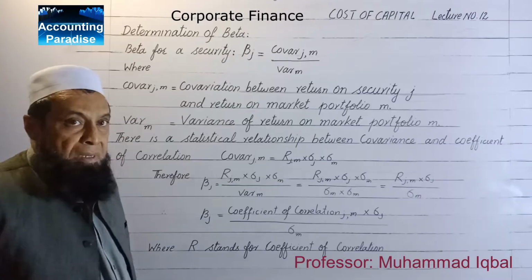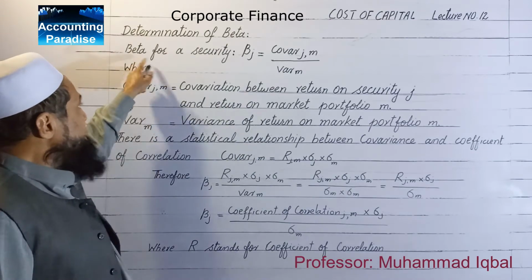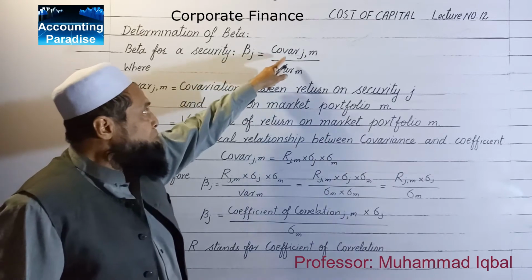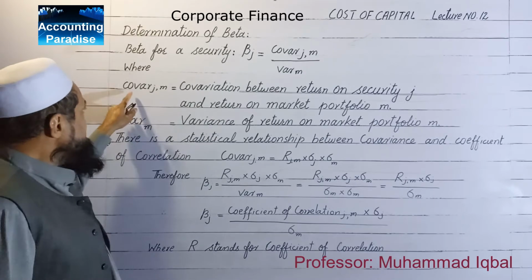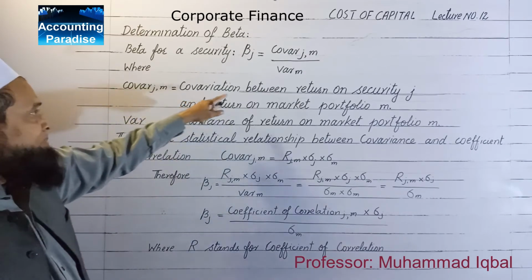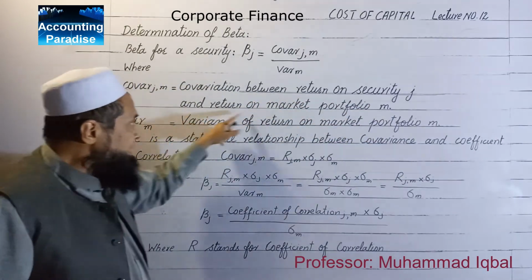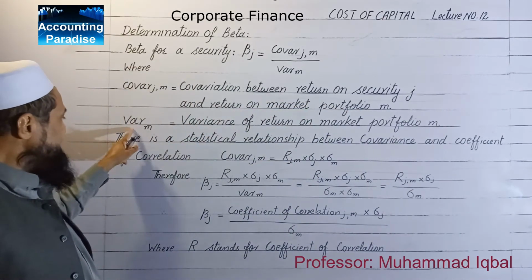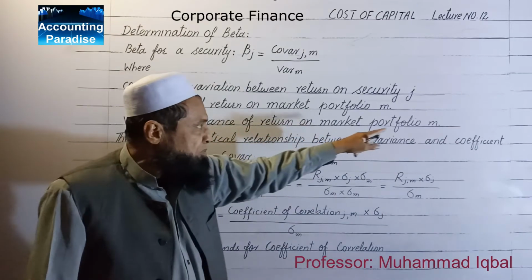13.4%. Now the determination of beta. Beta for a security, beta J, is equal to covariance Jm over variance M, where covariance Jm stands for covariance between return on security J and return on market portfolio M, and variance M stands for variation of return on market portfolio M.